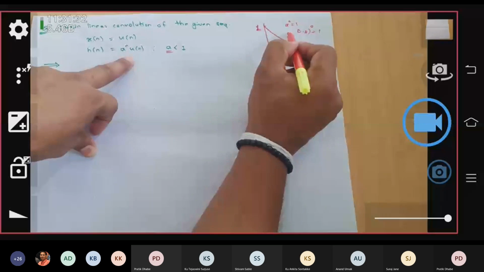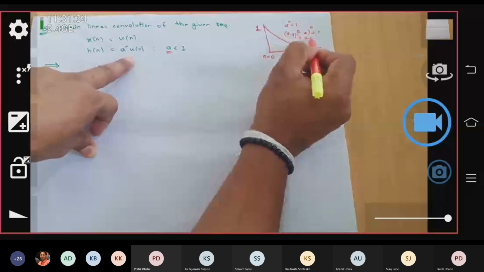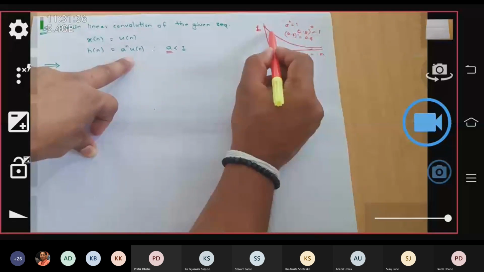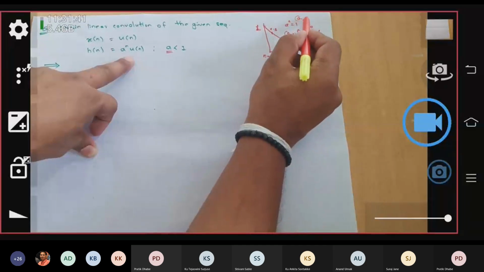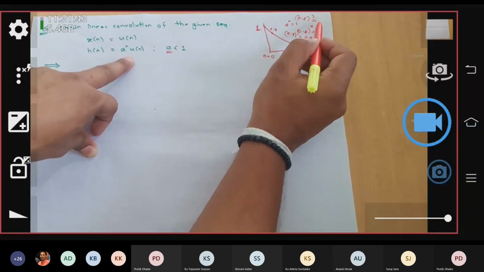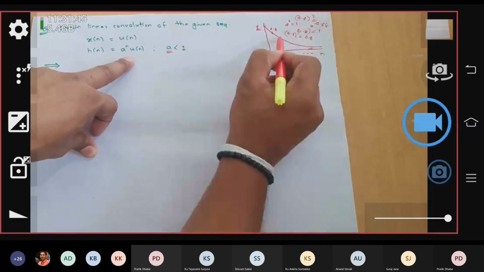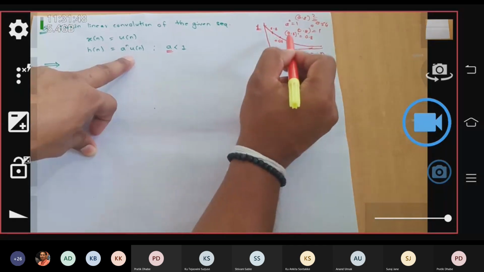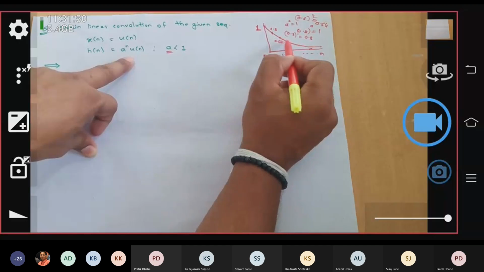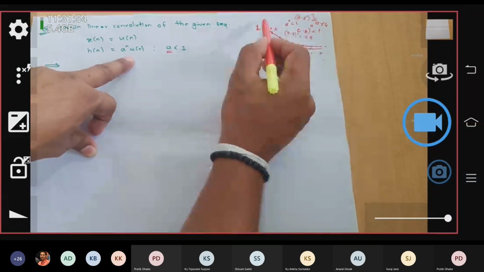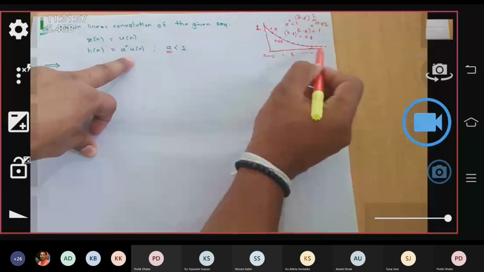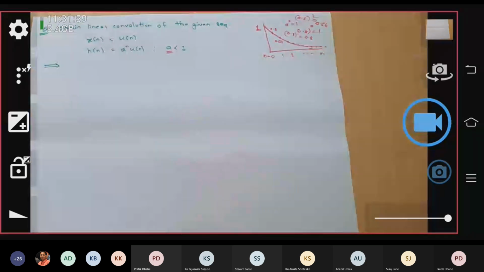Now 0.8 raised to 1 is equal to 0.8, which is less than 1. So let this be 0.8. 0.8 raised to 2 is 0.64, and 0.64 is less than 0.8. So for the subsequent values of n, you will get a raised to n lesser than the previous value. Thus, this will be a decreasing exponential. I hope you have got this. Did you get this?